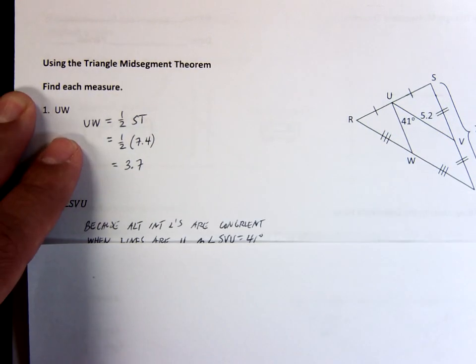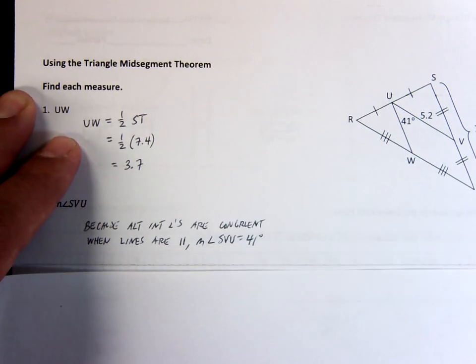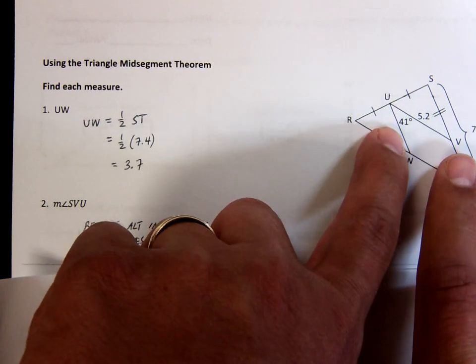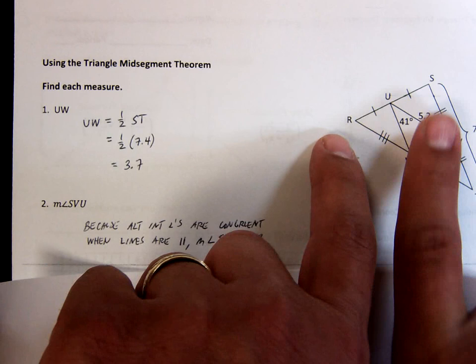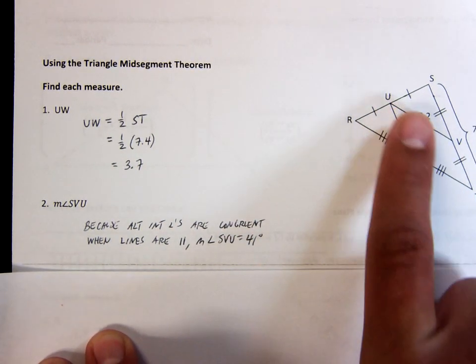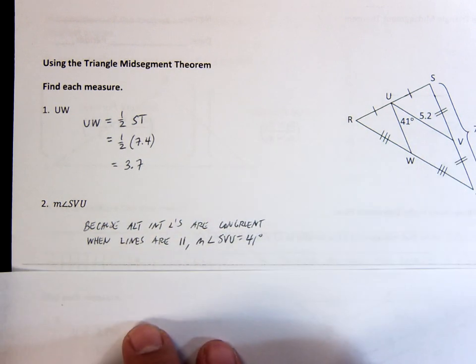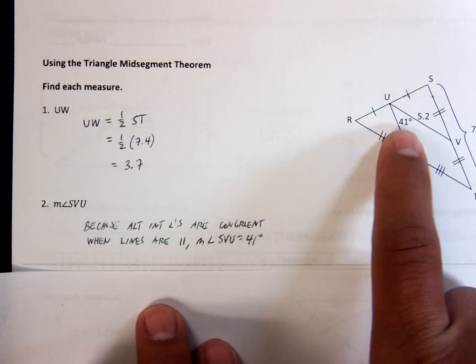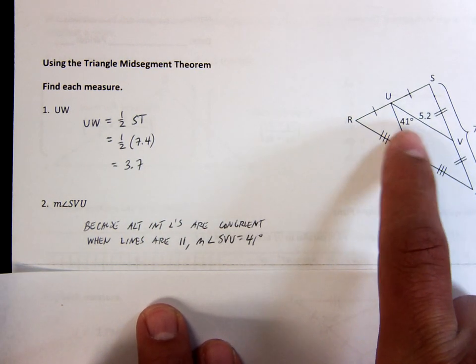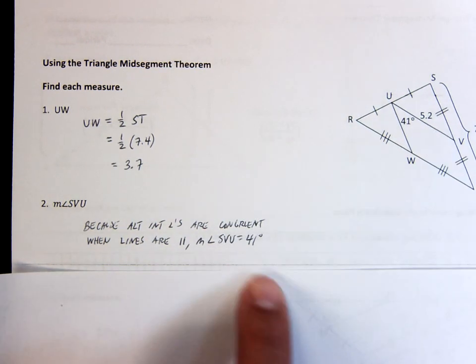Okay, another example. Measure of angle SVU. Again, if UW and ST are parallel, then I have a transversal right here, and we should remember that alternate interior angles are congruent. So if this angle is 41 degrees, SVU, which is an alternate interior angle, also has to be 41 degrees.